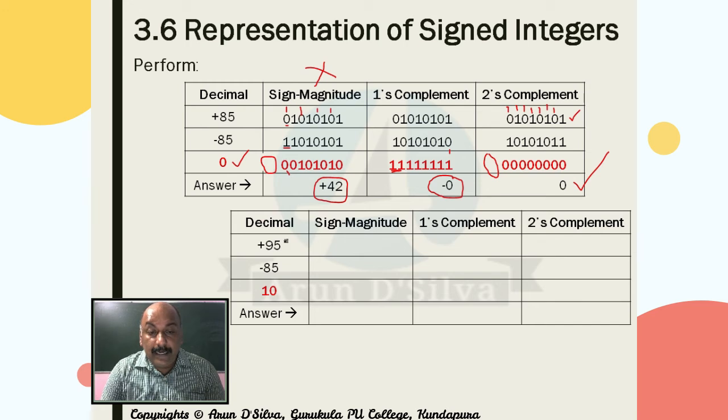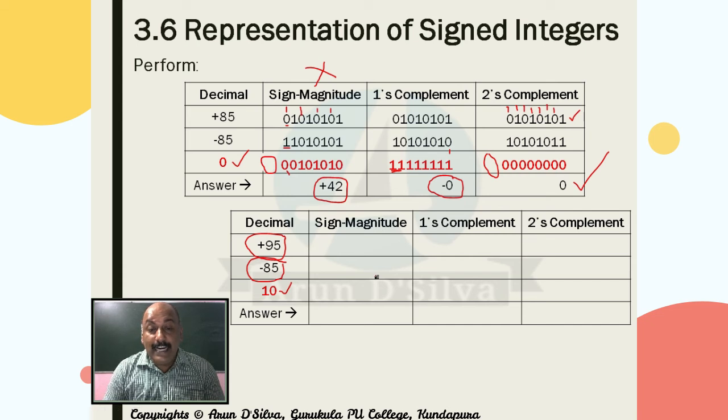Let me take the first number, that is plus 95. And the second number, same, I'll take minus 85. If you add them together, what answer should come? 10. You should get the answer 10. Let us see what answer you get if you use the sign magnitude method.